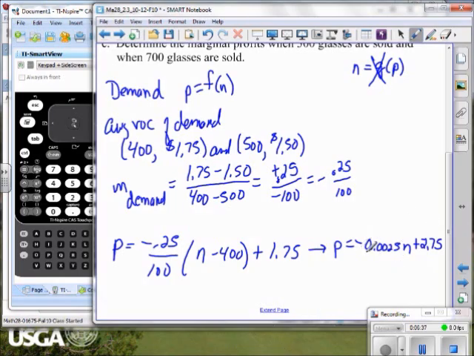Now where did all of that come from? Well, let's see, this we agreed was negative 0.0025 times n, there's that piece. If I multiply that times negative 400 and add $1.75, I get 2.75. So that's where all of that comes from. Okay, so this is my demand.